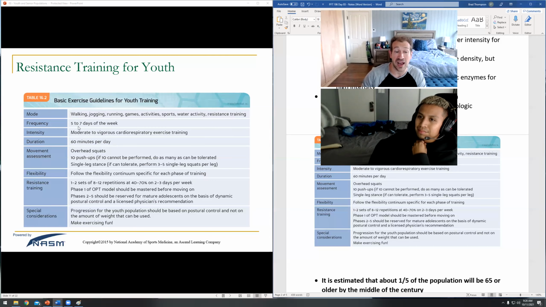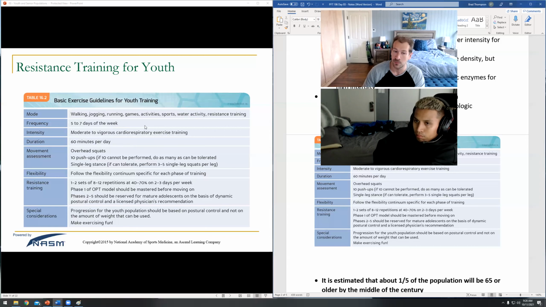Frequency we're going to see is 5 to 7 days per week. With a frequency that high, you can bet that our intensity is probably going to be relatively low or mostly based on cardio, which we see right here. Intensity, moderate to vigorous, and then primarily cardiorespiratory exercise. Why primarily cardio? Again, it's aerobic, which is what youths are good at. It's not anaerobic, which youths tend to struggle with.